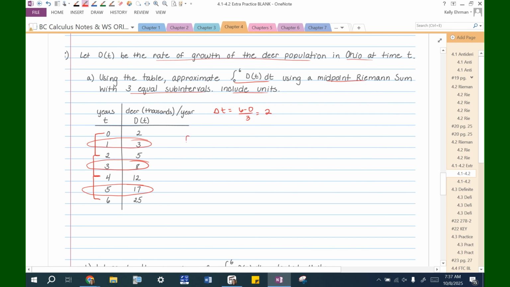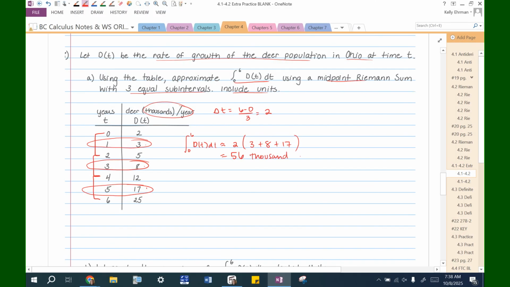So it should just be that the integral from 0 to 6 of D of t dt is about equal to, they all have a width of 2. And then I'm just going to use the numbers here. So 3 plus 8 plus 17. What's this? 11 plus 17 is 28 times 2, which is 56. And then include units. It's not 56 deer, it's 56,000 deer.